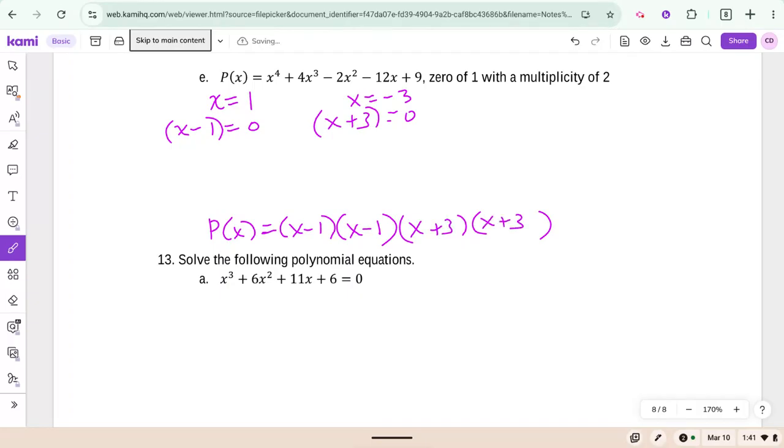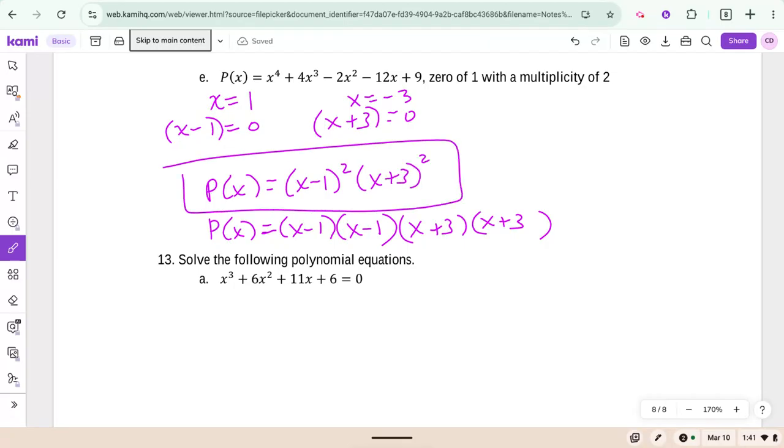Now, I probably wouldn't write it like that. I would probably write it like this: x minus 1 squared and x plus 3 squared. And 2 plus 2 is 4, just as expected.